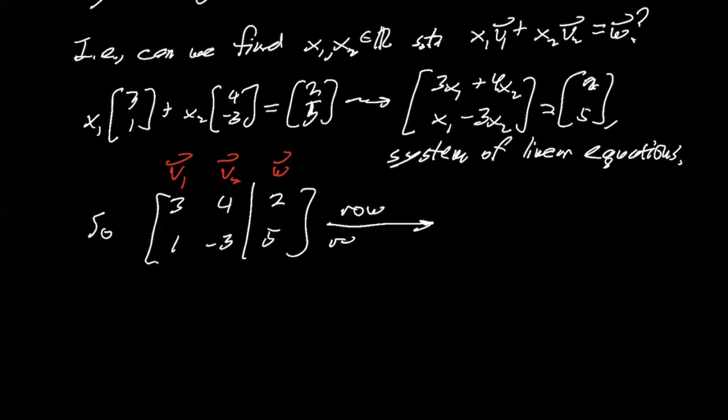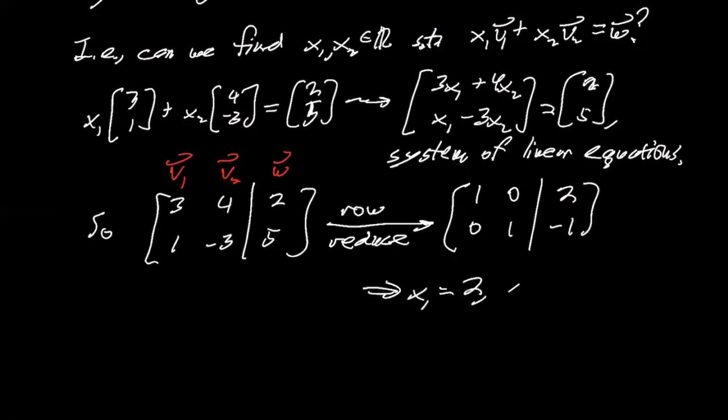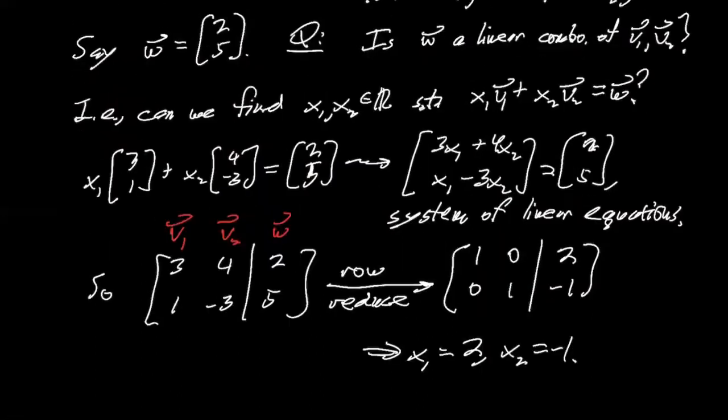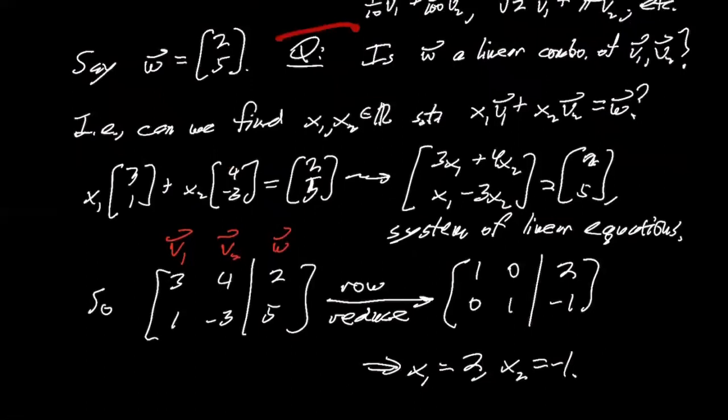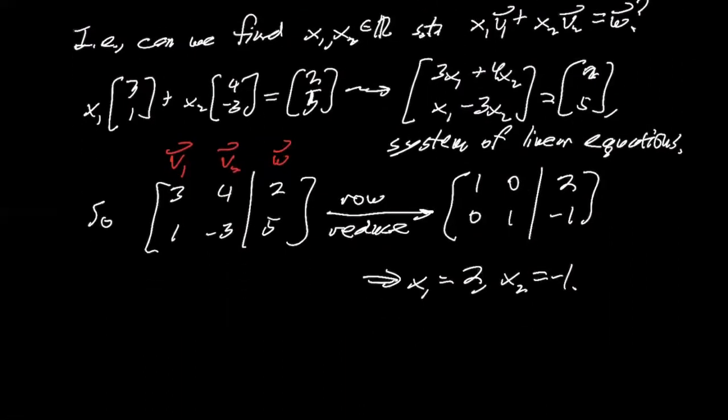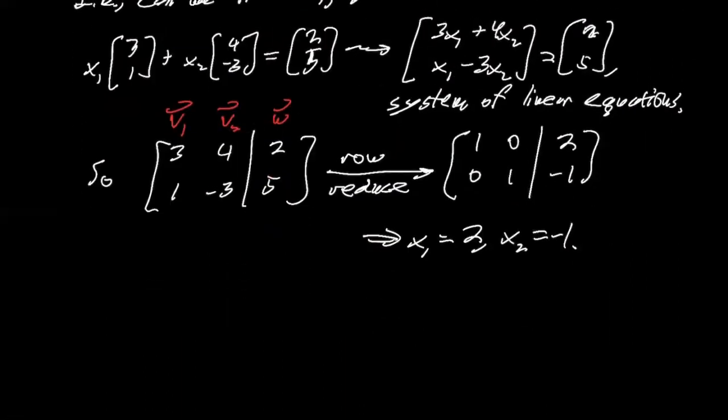You could check it by hand or ask a computer. And I claim you get the following if you row reduce. I'm not going to go through the painstaking steps anymore. I claim you get this 2 there, negative 1 there. So that implies x1 equals 2 and x2 equals negative 1. And so the answer to the question back up here is yes. And in fact, we can write down explicitly, w equals 2v1 minus v2.